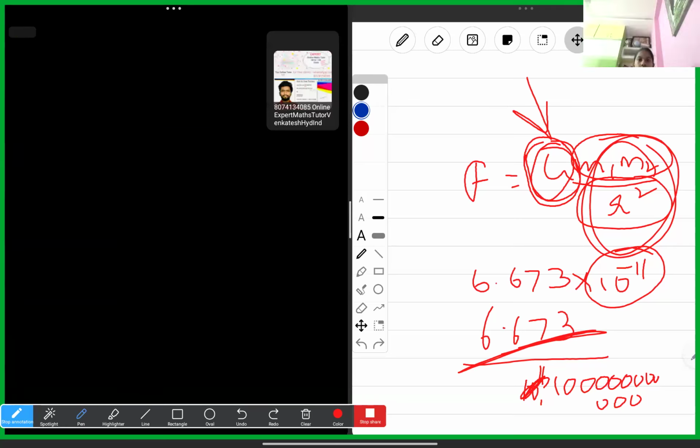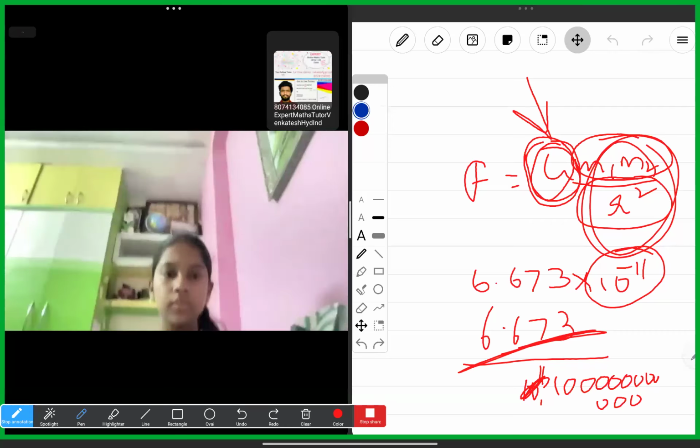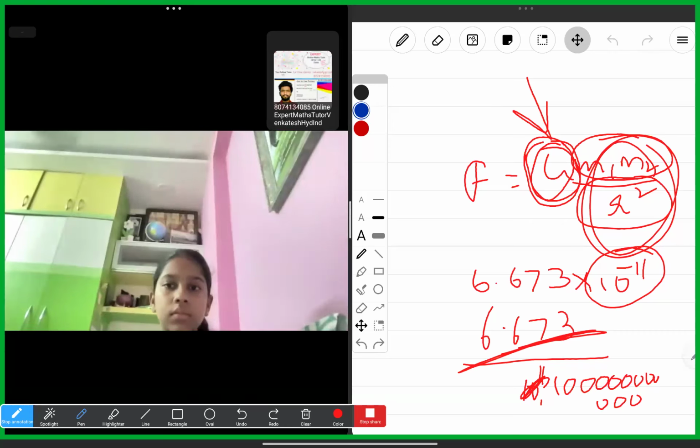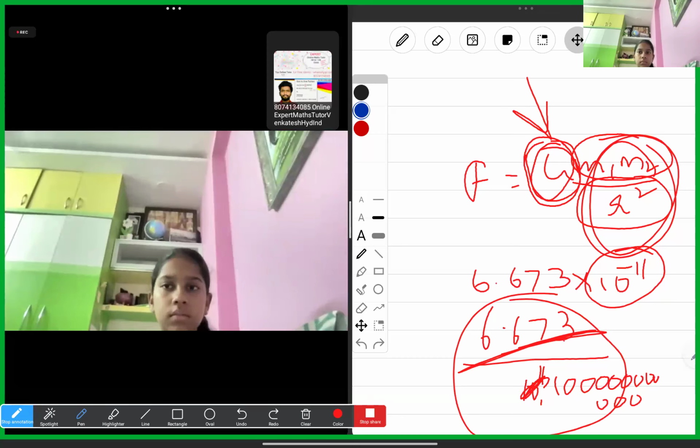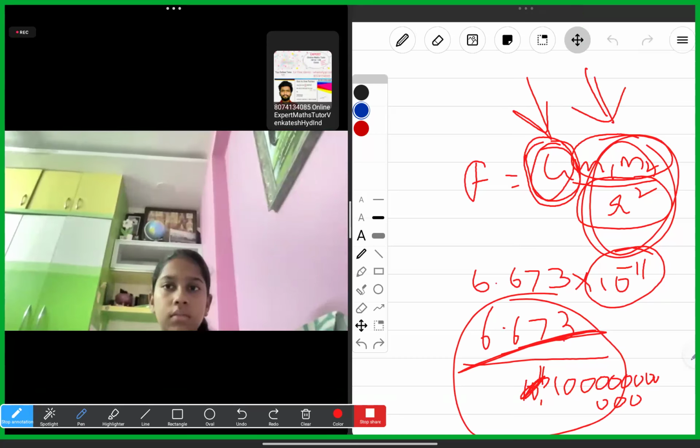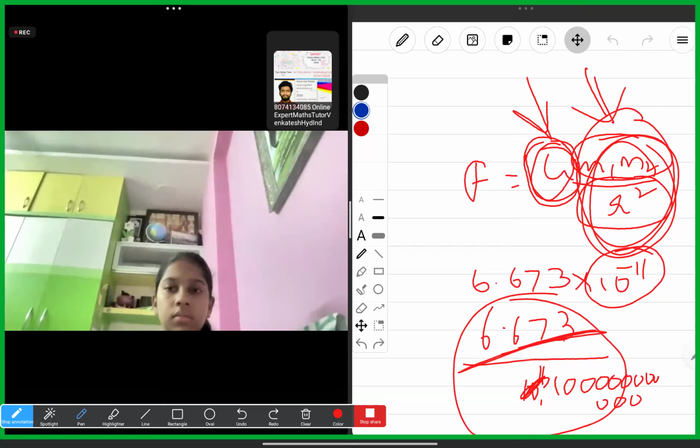When you multiply anything with 0 point something that is lesser than 1, it is finally a very small value. So however big a number you are multiplying with, m1 m2 by r square, however big it is, finally it becomes very small.